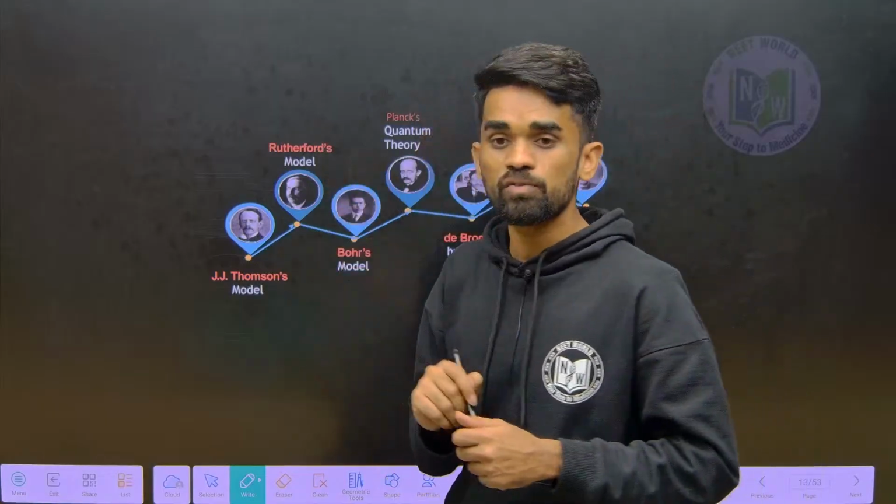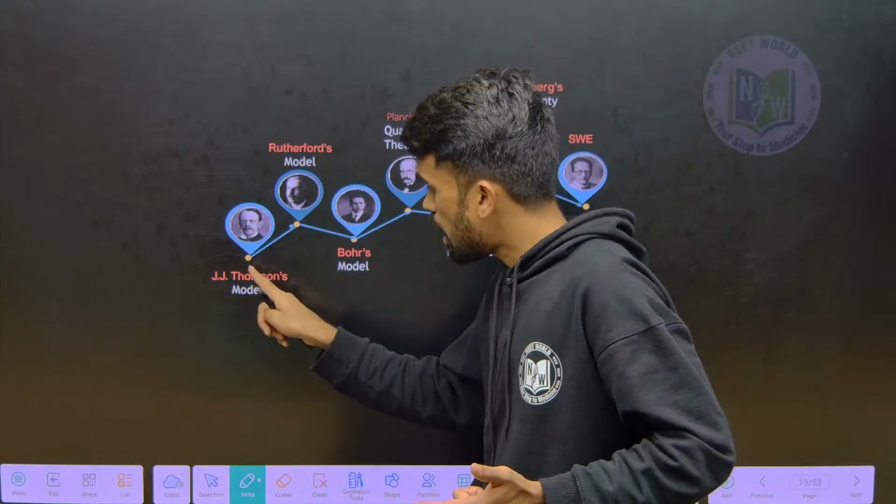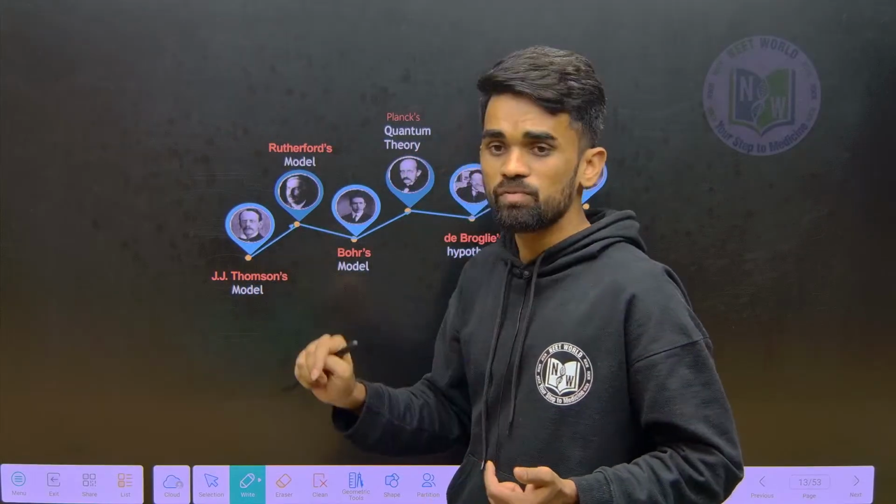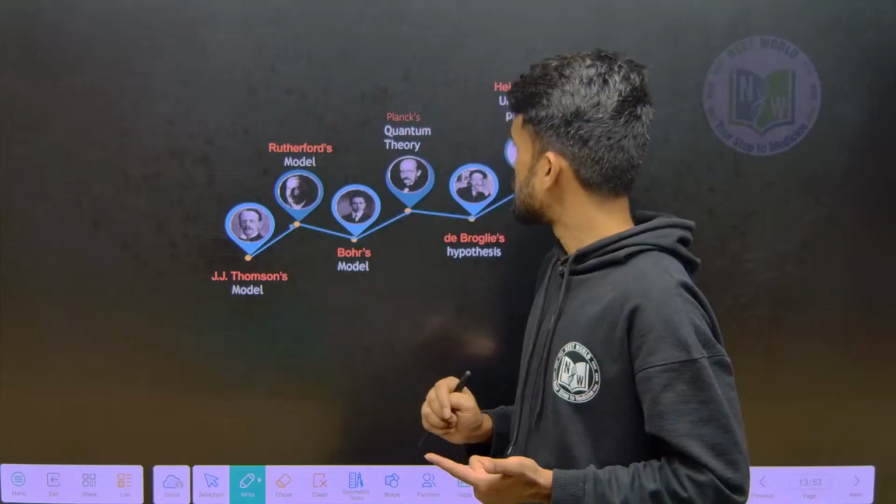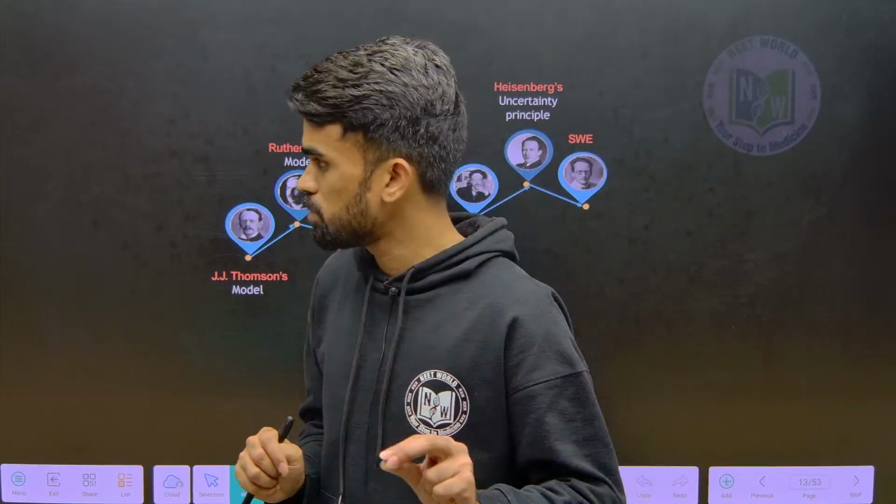And the next, we have Rutherford's atomic model. Thomson discovered the electron. After him we have Goldstein, who discovered the proton. And next, James Chadwick discovered the neutron. These names you have to remember.